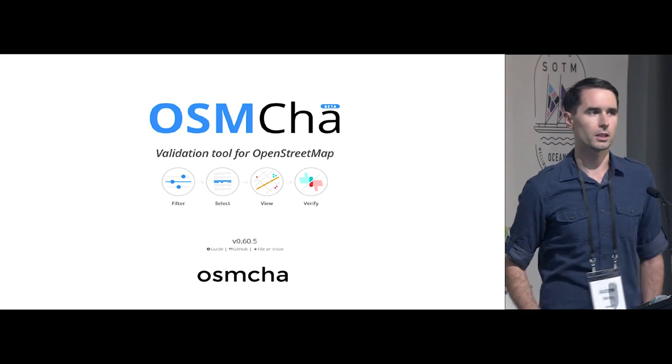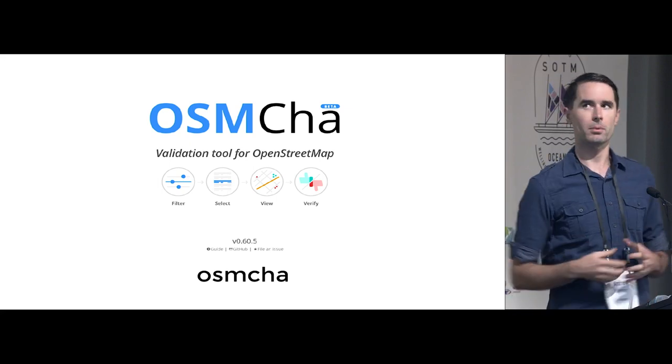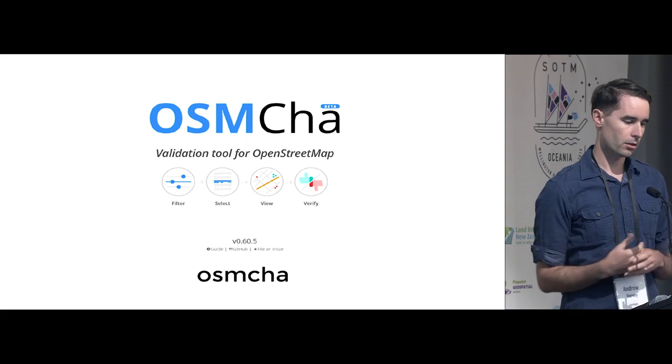And then lastly, validation. A lot of people think about, okay, let's map it in OpenStreetMap, but validation is also quite an important step.